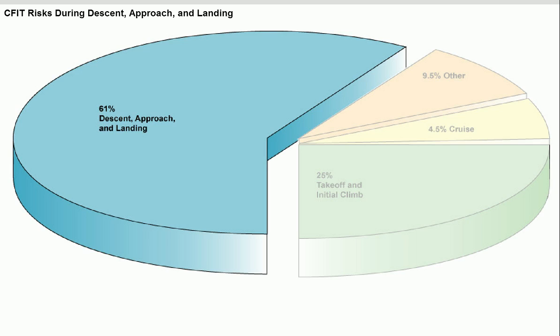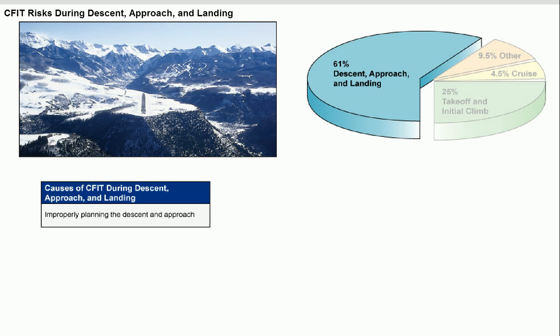The highest percentage of CFIT accidents, approximately 61%, occurs during descent, approach, and landing, with approximately 42% occurring during the final approach and landing phase. Be especially vigilant and recognize these major risks of CFIT events during this phase of flight: improperly planning the descent and approach, responding to distractions in the cockpit during approach and landing, and neglecting to plan for a go-around.